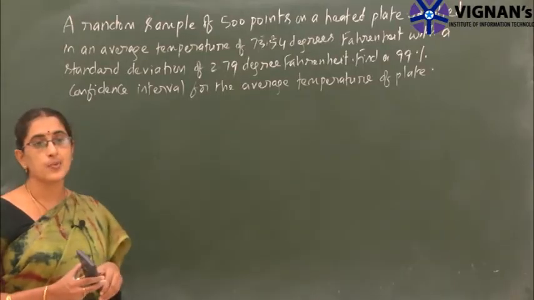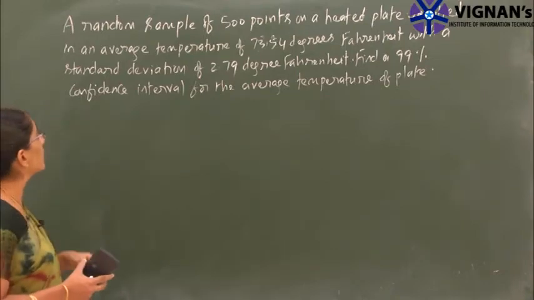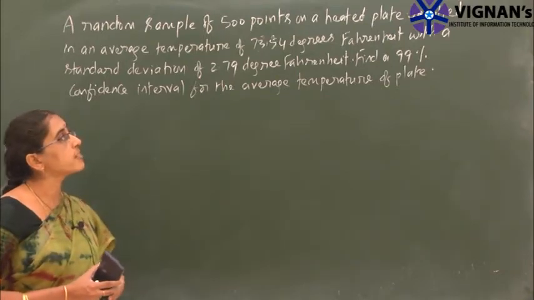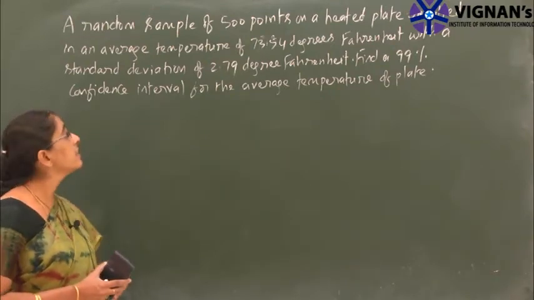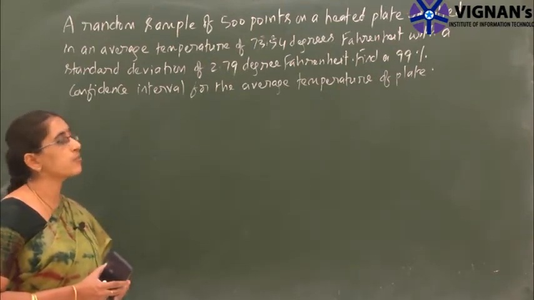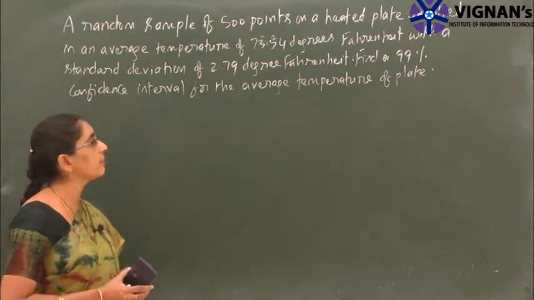Now let us see the last problem in the construction of a confidence interval of the mean. A random sample of 500 points on a heated plate resulted in an average temperature of 73.54 degrees Fahrenheit with a standard deviation of 2.79 degrees Fahrenheit.